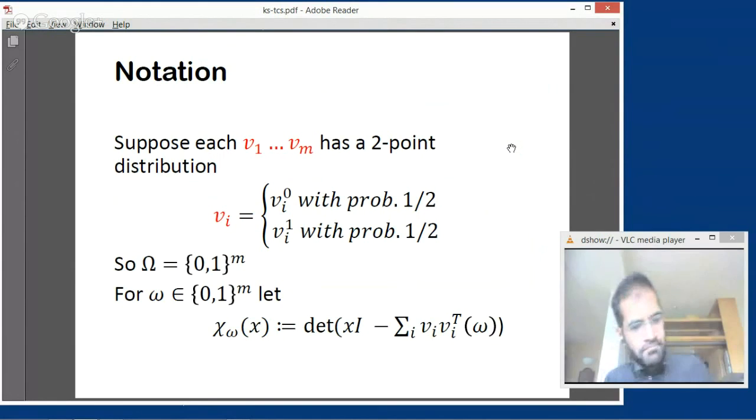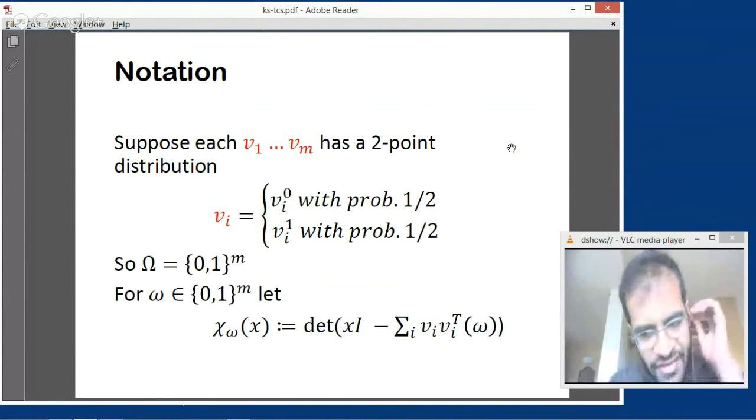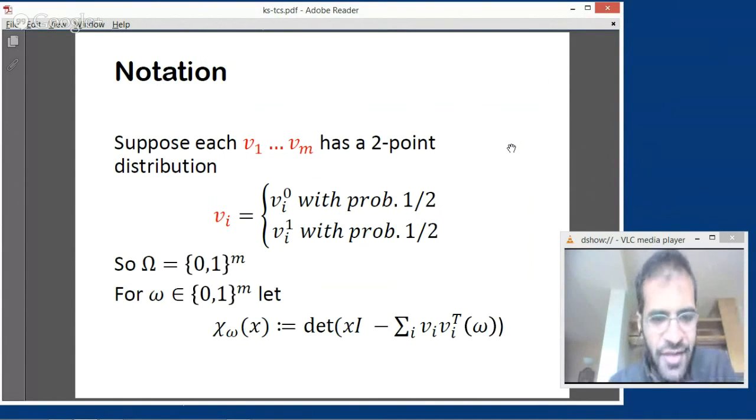Okay. So in this setting, the vectors are independent. The probability space has a very simple structure. The probability space is just the hypercube in m dimensions. It's just bit strings of length m, right? Because for every i I just have to choose either one point or the other one. So points in the probability space I'm going to denote by omega, which are bit strings of length m.